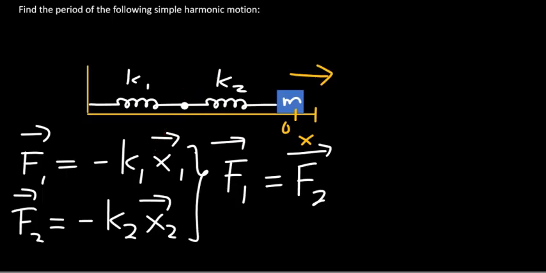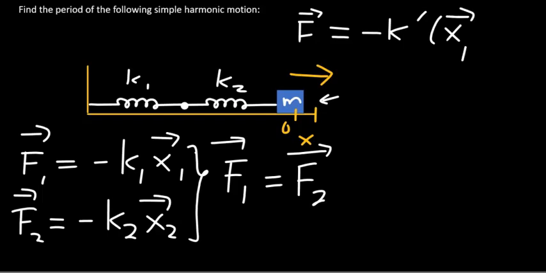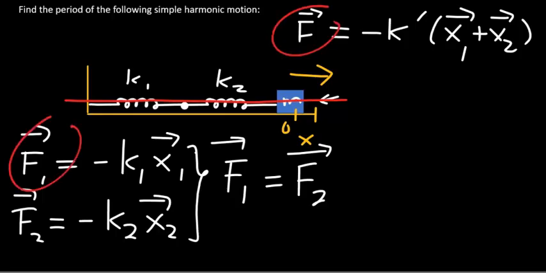Now let's write down the force on this mass m. Let's call that force F, and that is just minus K prime times the displacement vector x. And let's take that displacement vector to be the sum of x1 plus x2, as should be the case. So all these forces, F1, F2, and F3, act along the same line, so this must be the same as that, and that must be the same as that, as we have found out here.